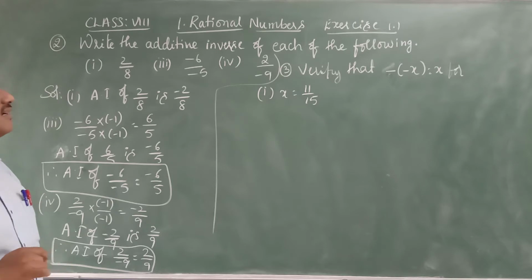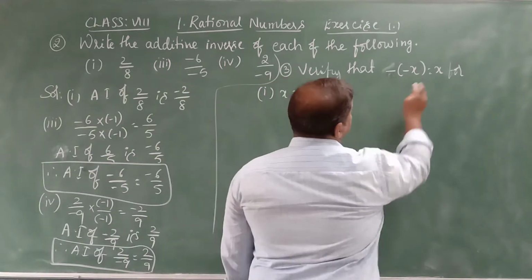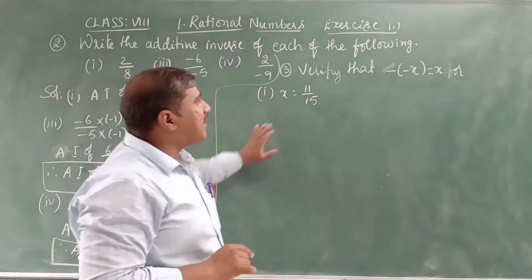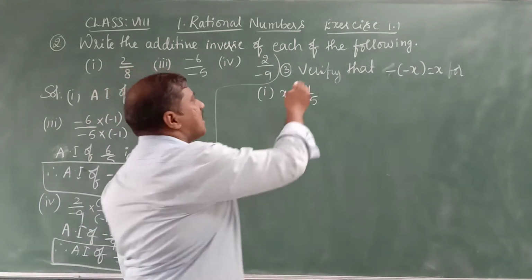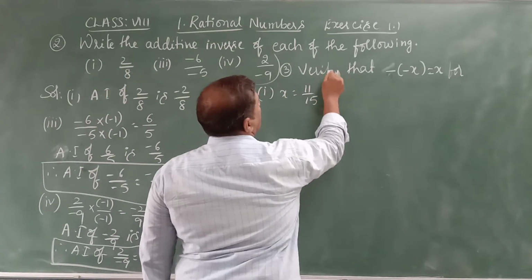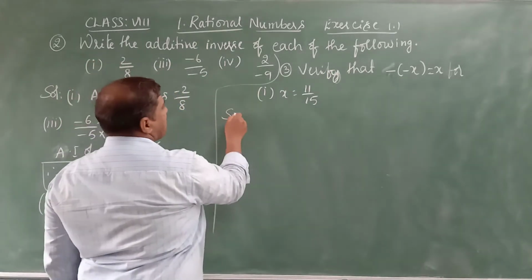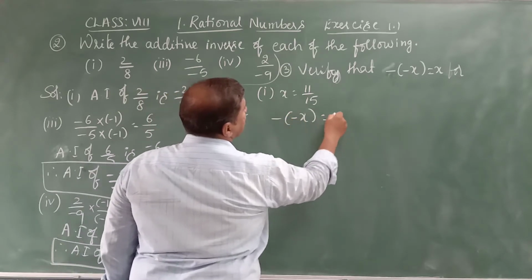Now we will discuss the third question. Verify that minus of minus x is equal to x for x equal to 11 by 15. So what do we have to verify? Verify in the sense check that minus of minus x is equal to x. So write the statement which is given. It is minus of minus x is equal to x.